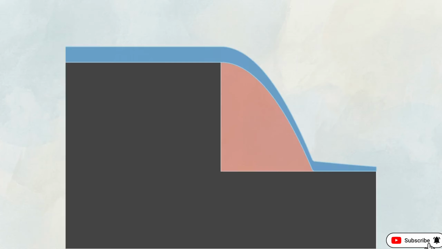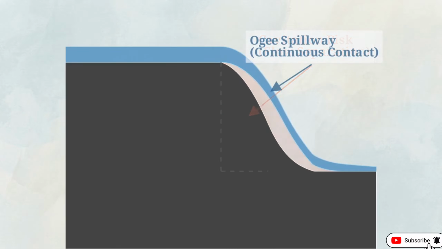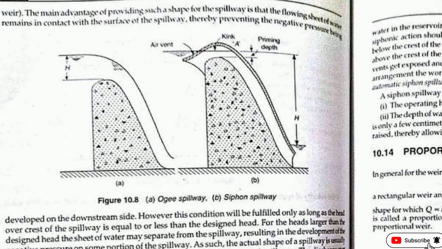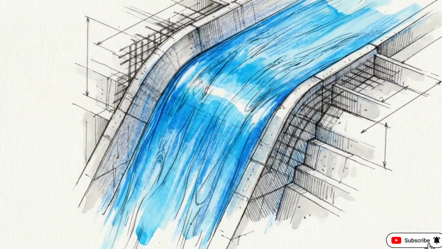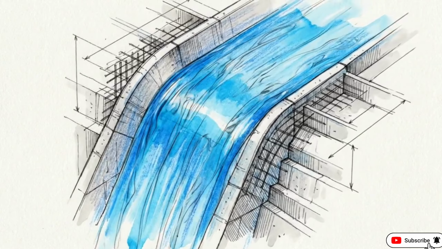To fix this, builders contoured the concrete to perfectly trace the natural aerodynamic underside of a falling jet of water. Returning to the OG spillway, we can see that its iconic curve is the physical solution to that air pocket. The concrete meets the water perfectly, maintaining contact and stability. The sweeping shape of a modern spillway is simply the physical manifestation of balancing friction, velocity, and pressure.